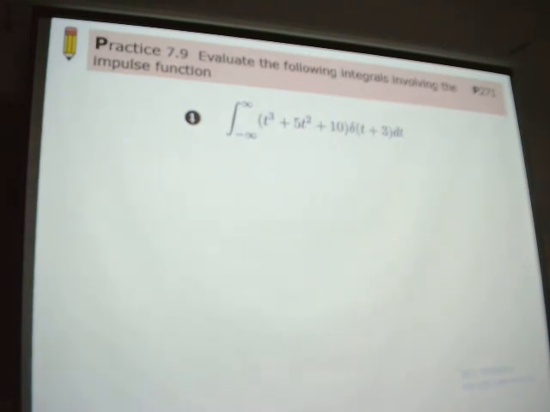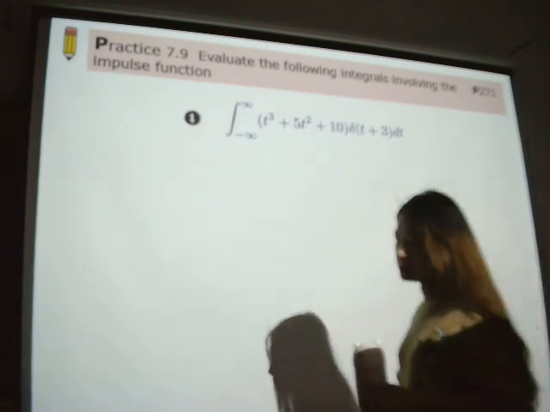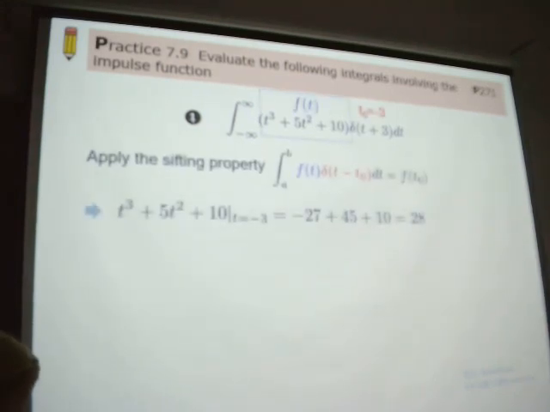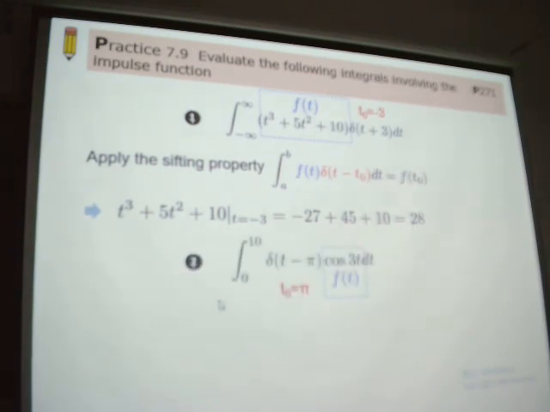Hi boys, you finished? Can you tell me your result? 28. Okay, 28 is the right result, because here we can see t0 is minus 3, so we just put minus 3 in place of the t of f(t) and get the result. Please try the second one. The answer is minus 1, because 3π is minus 1.